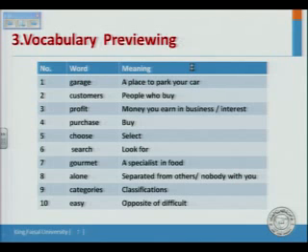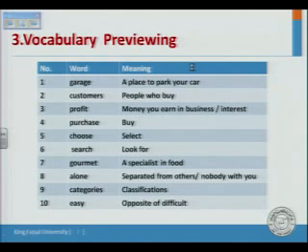Yeah. Number 4, purchase. Purchase means to buy. Clear? To buy, the opposite of sell. يشتري. Number 5, choose. Choose, to select from different things. So choose, يختار. Number 6, search. Every day you search on your computer, on some website. So search means look for, يبحث. Number 7, government, a specialist in food.